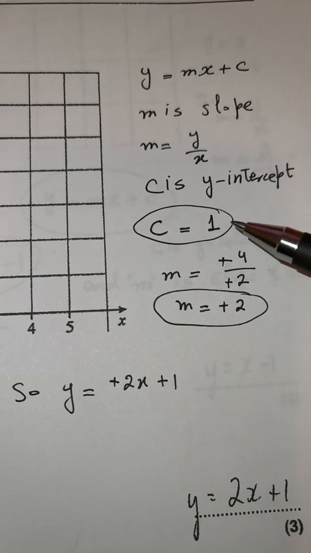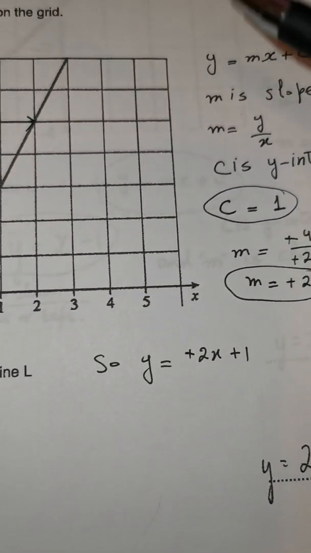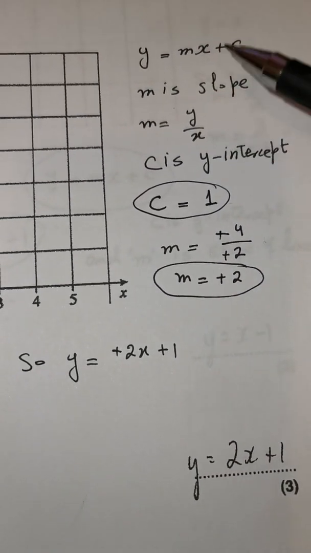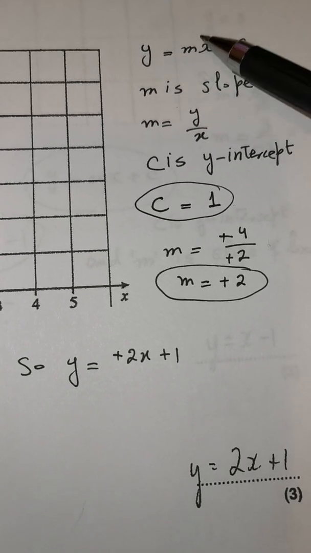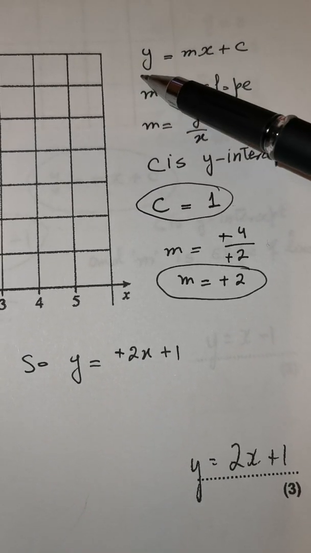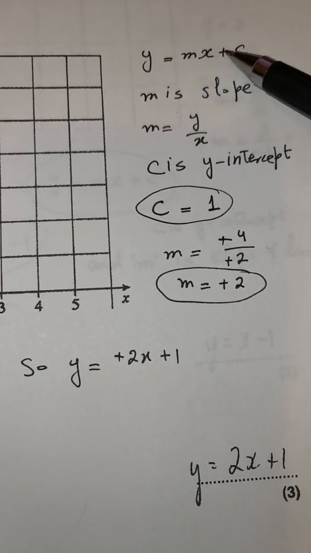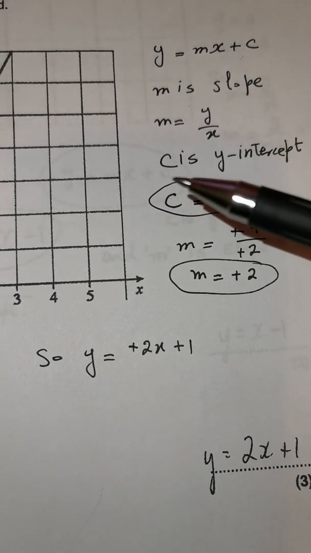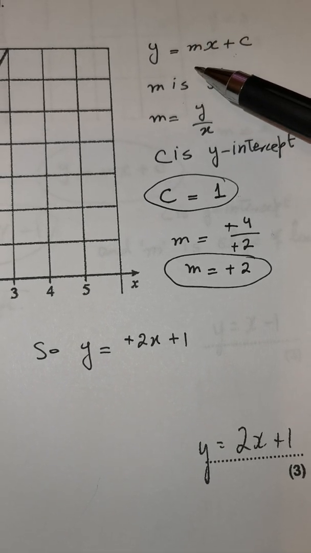Circle this out so you can remember this is the value of c. Now for the slope, which is m equal to y over x, if I can find the value of c and the value of m, I just put these values in this given general equation, and then I can easily find the equation of the given line. Now we will move forward to the slope.